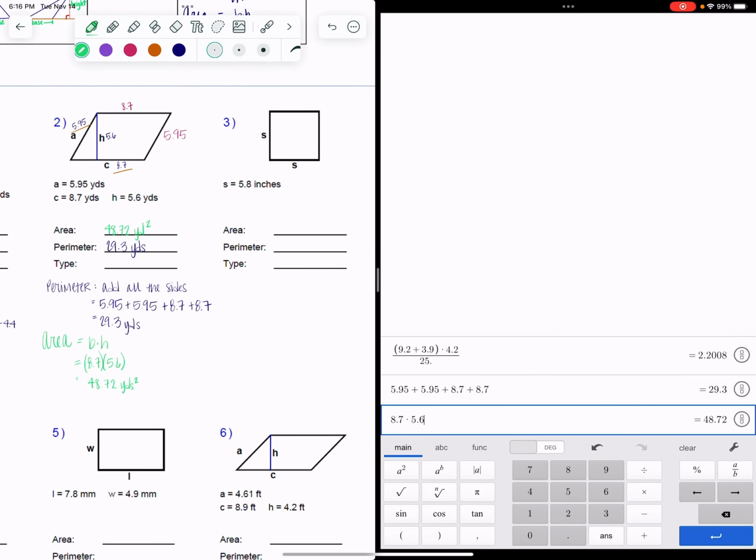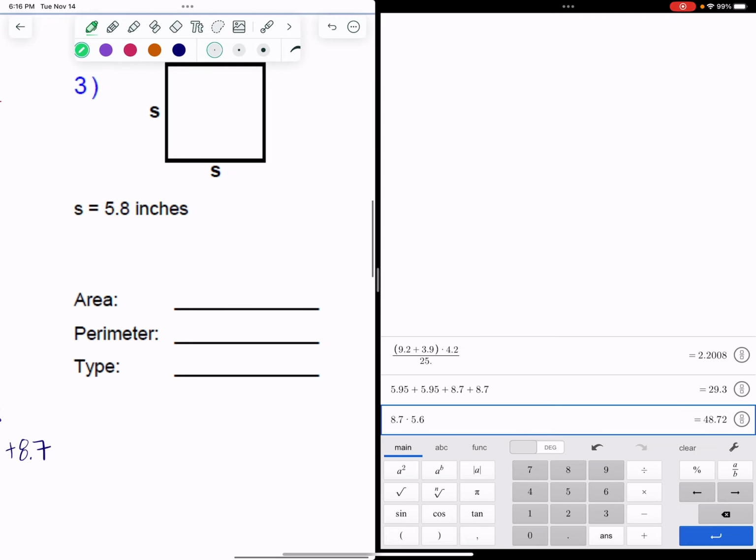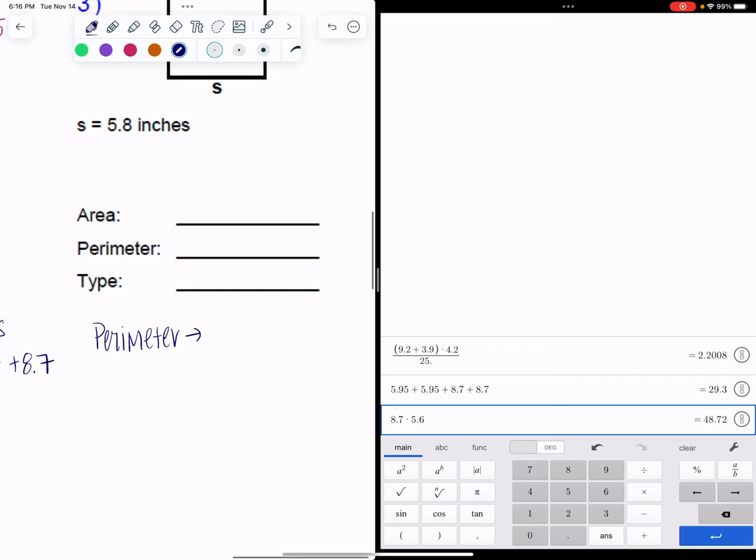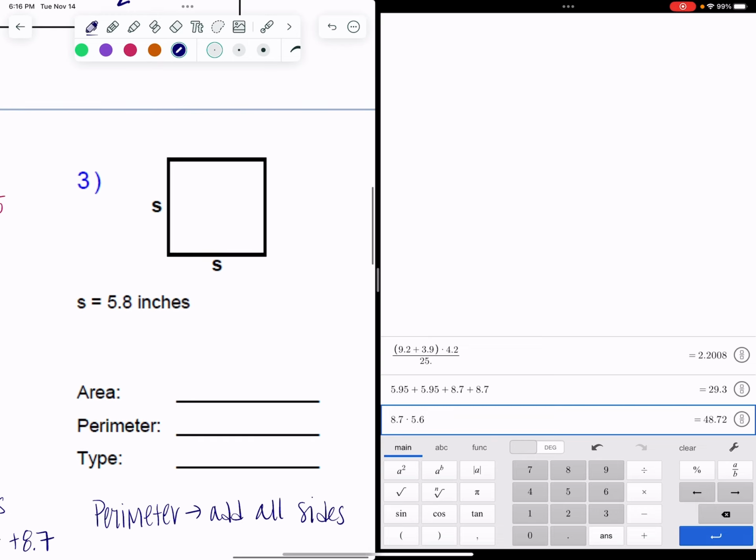Now you've got a square. The perimeter of a square, you add up all the sides. So if we go label everything, I know that this is 5.8. And I know this one is 5.8. But I get 2 more for free because it's a square. So this is 5.8. And this is 5.8.